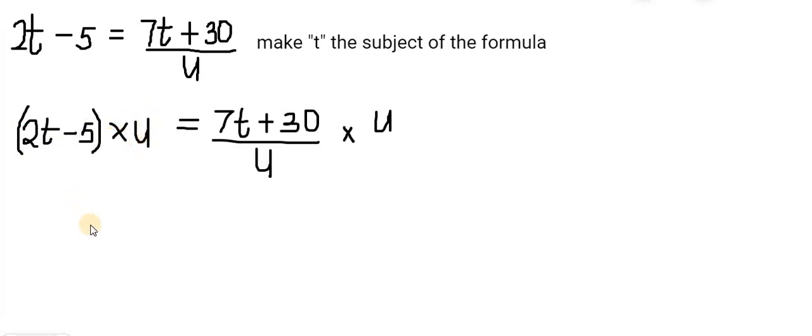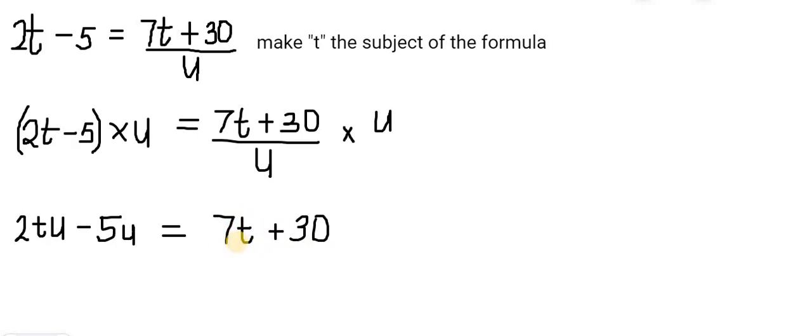Okay? Now on the left, u multiplied by 2t is 2tu. And u multiplied by minus 5, that's minus 5u. And that's equal to u at the top and u at the bottom here. Get rid of each other. So we just have 7t plus 30. Okay. Now, t is on the left, and t is also on the right here, and on the left here.